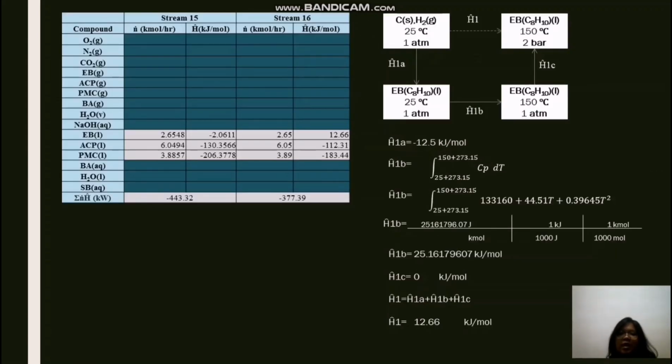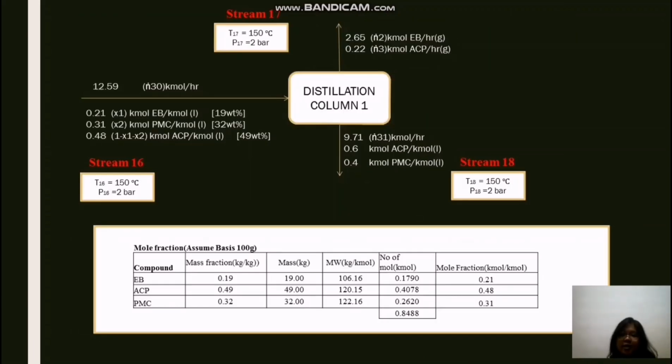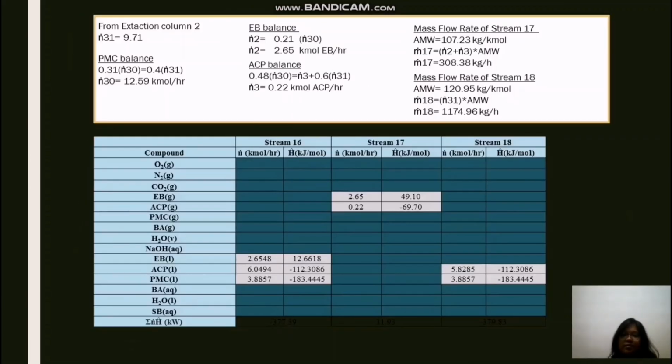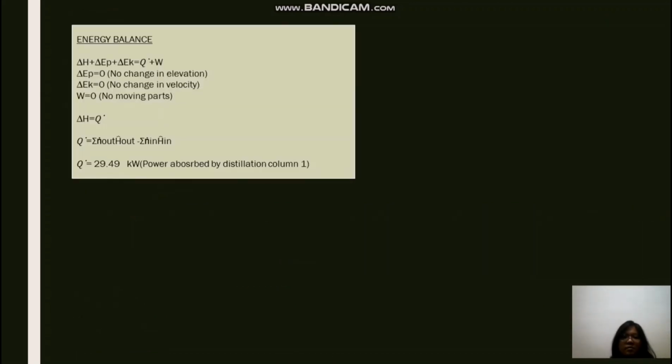It goes the same for heater 2. We draw a table and draw the hypothetical path. Next, we move on to distillation column 1. We also use the same method. For question 8, the question requires us to find the power needed by distillation column 1. First of all, we write the energy balance equations, then we make the assumptions, and what we get is just Q is equal to the change of the enthalpy. And finally, we can calculate that Q is equal to 29.49 kW.